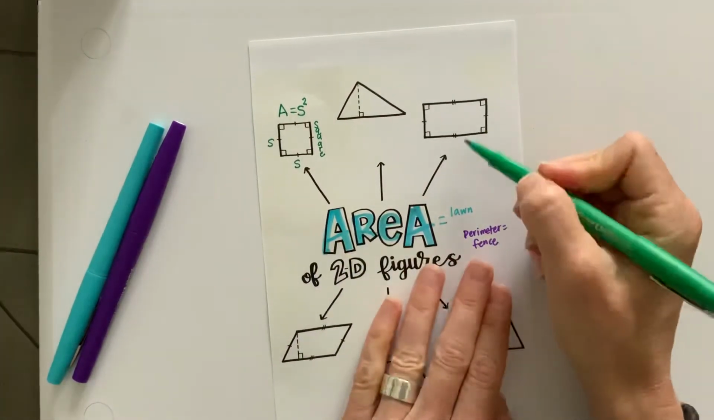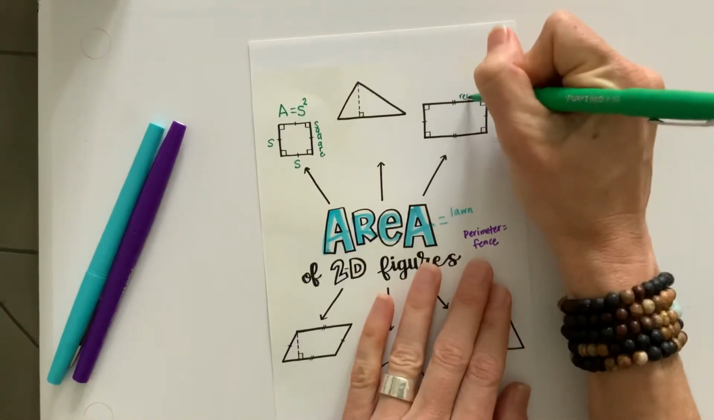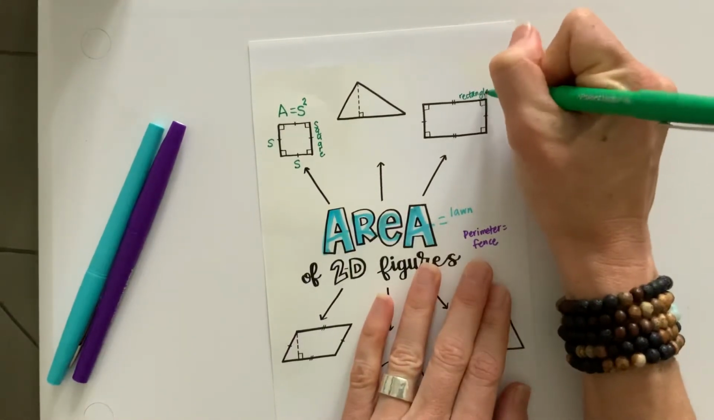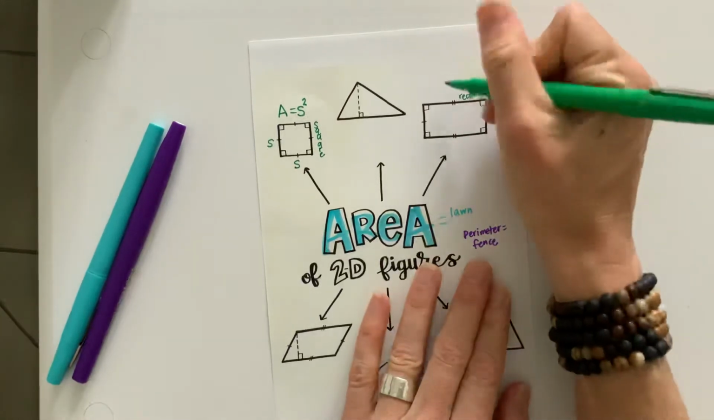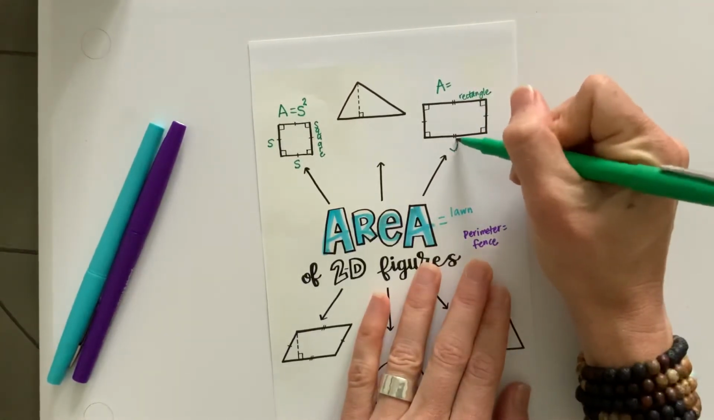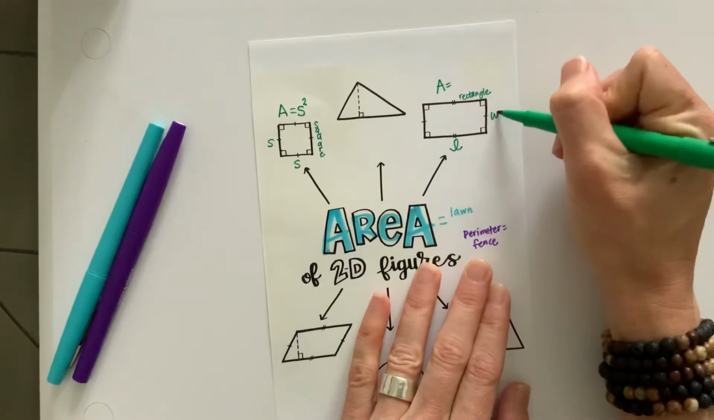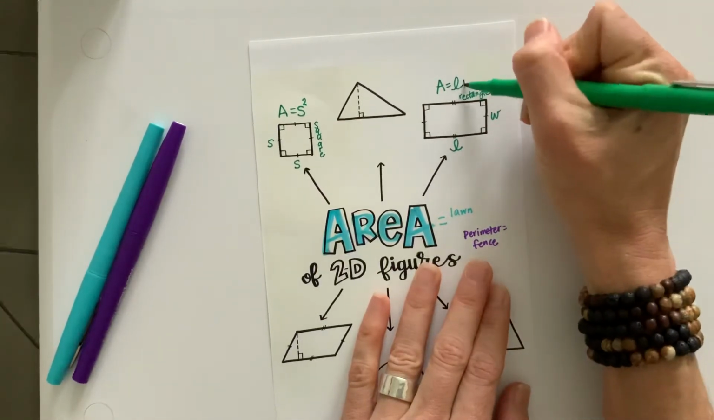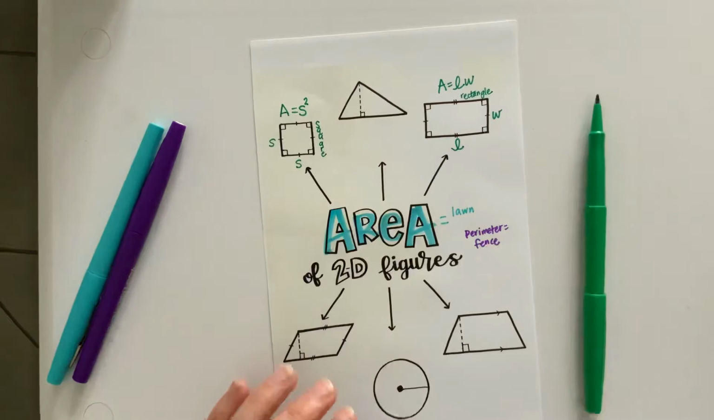Okay, and now we have the area of this other shape. This is a rectangle, and we already know the formula for a rectangle. The area, you are going to do the length times the width. Okay, so that's length times the width.